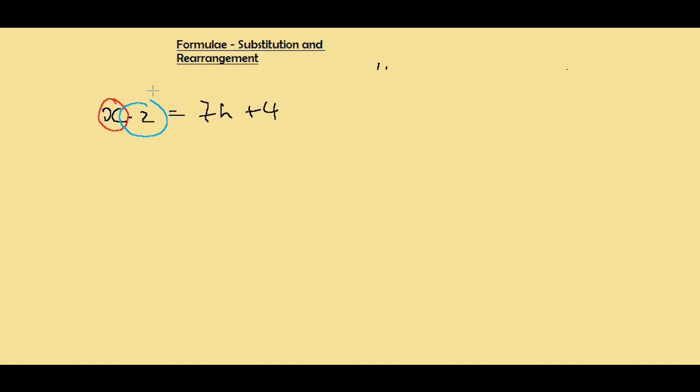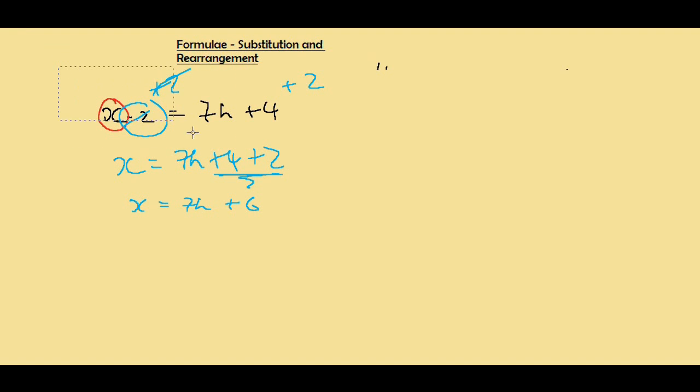So we want to remove that minus 2. How do we remove minus 2? By adding 2. But we add 2 to both sides, don't forget that. So what we end up doing here is having x on the left, because that minus 2 and the plus 2 cancel out, and on the right hand side we have 7h plus 4 and then that new plus 2, and we can join these bits together to simplify, and that creates 7h plus 6, because 4 add 2 is 6.